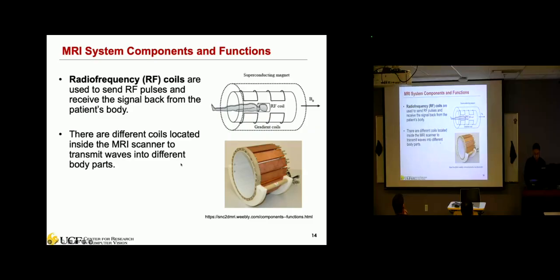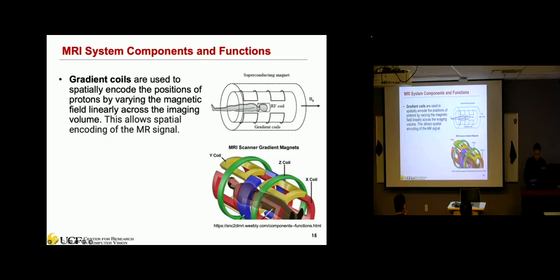Next, we can look at each individual component. The first is the radio frequency coil. It sends in different frequencies of the RF pulse and is able to receive the signal back from the patient's body. And the gradient coil is basically trying to encode the position of the protons. So eventually, when you have these MRI slices, you are able to spatially encode the XYZ position.